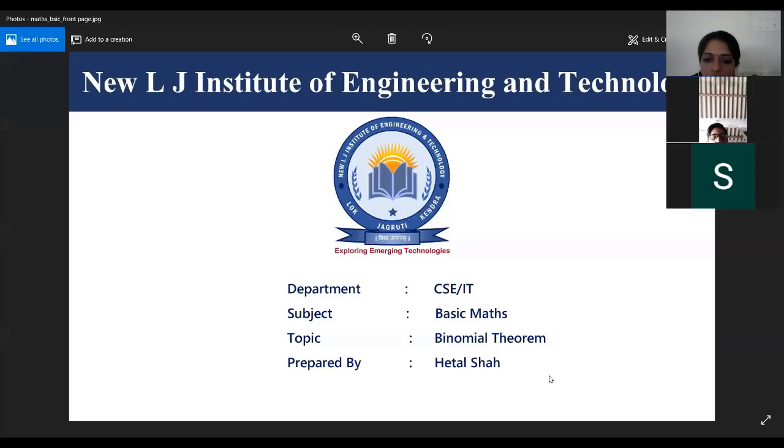Today we are going to discuss the binomial theorem. So what is the binomial theorem? This theorem is used for the multiplication, or we can say the expansion, of higher degree binomial terms. But before starting today's topic, I want to ask some questions from the previous lectures.